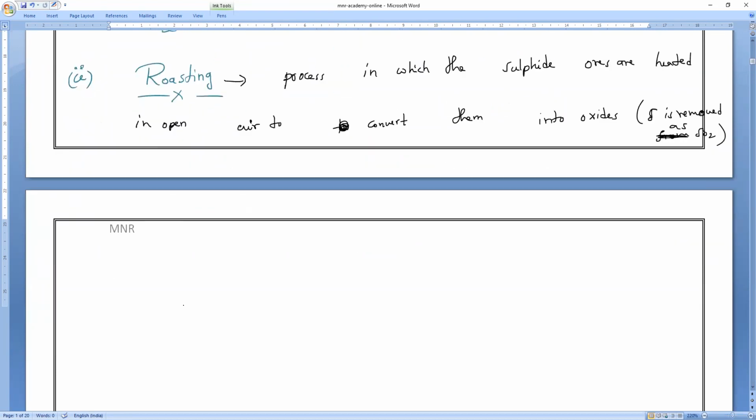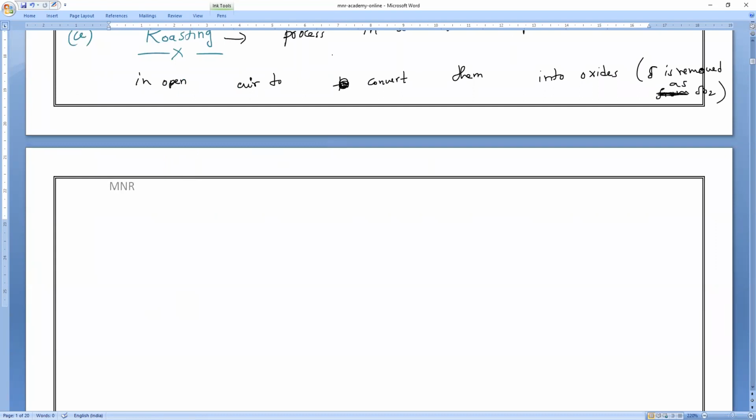Now see your tabular column and tell me the example of a sulfide ore. Zinc blende we have written. Zinc has two things, one is calamine, the next one is lead. Am I right, everybody? Yes, sir. So write it. What is the common name of zinc sulfide? Zinc blende.